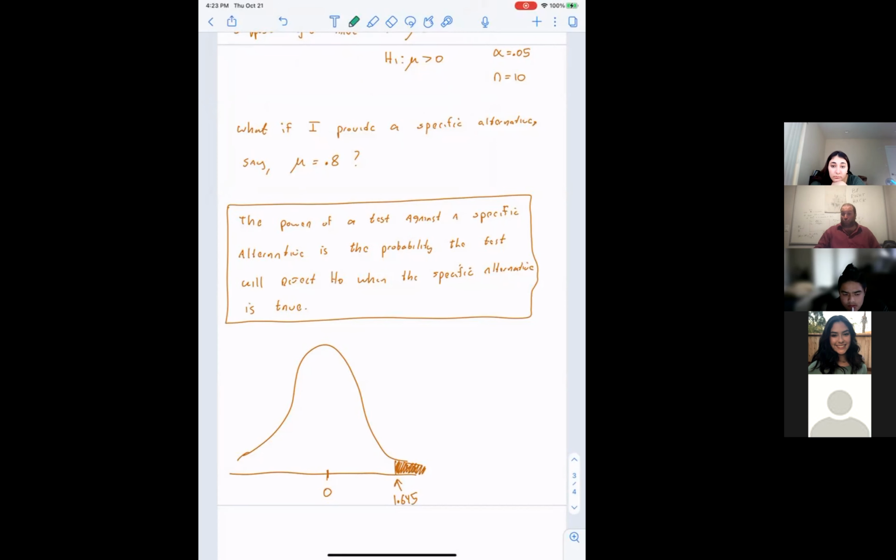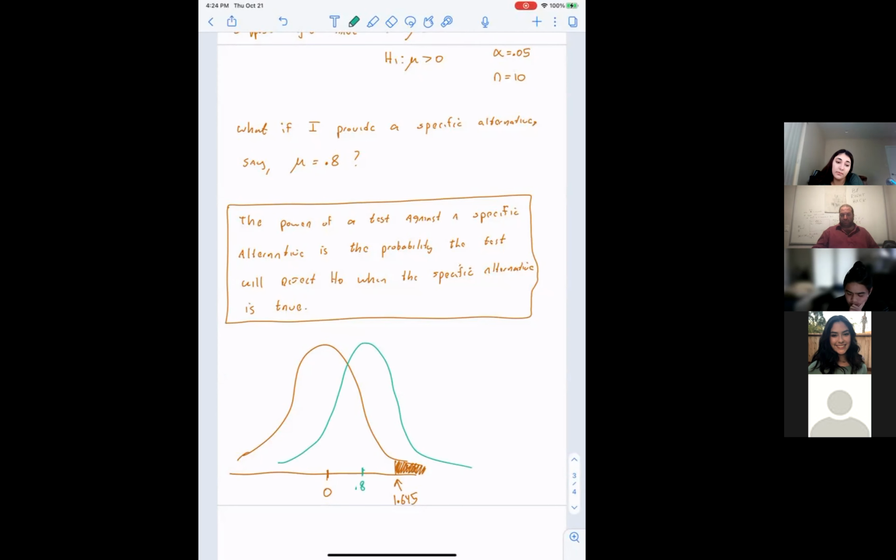Now, what if the alternative is really true? What if the mean is really 0.8? Where should my bell curve be centered if the mean is really at 0.8? Because right now I'm centering it at 0. So where should it be centered if the mean is really 0.8? At 0.8, which is about halfway in between these numbers. So my bell curve in that case should really look more like this. Agreed? Yes?